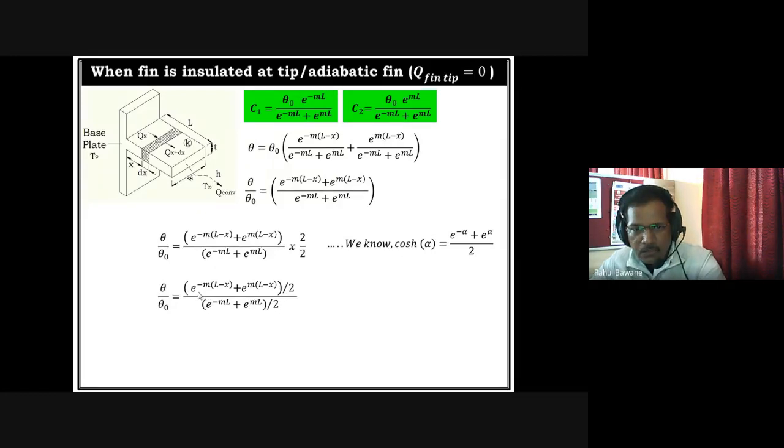Now in this, if I apply this formula, here the value of alpha is nothing but m in bracket L minus x, and in the denominator alpha will be mL only. So if I apply this hyperbolic cos, theta upon theta 0 will be cosh m(L minus x), and in the denominator cosh mL. Hopefully you know this basic mathematical formula.